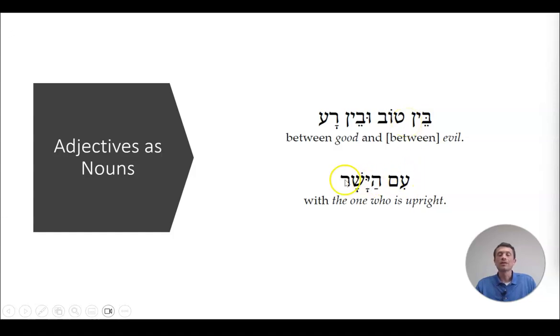Or with the upright, or with the one who is upright. So you can translate when it stands on its own. Sometimes you can come up with a phrase like the one who is upright is a way of showing that this really is functioning like a noun.